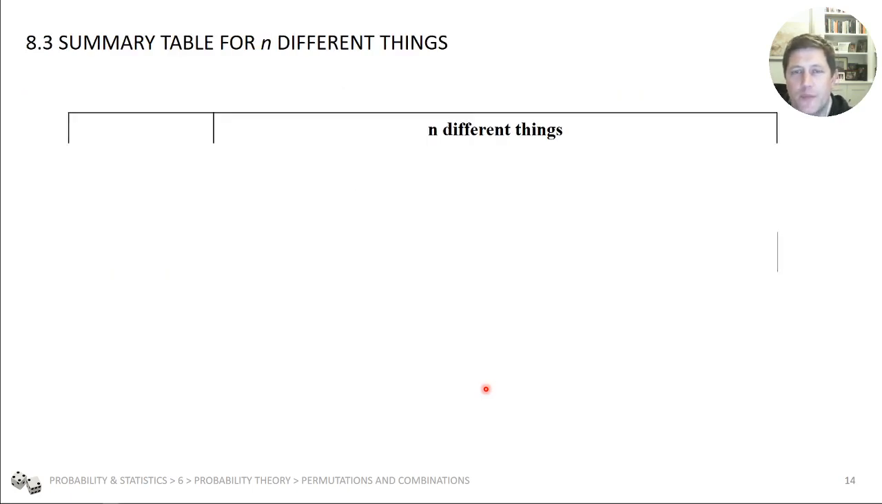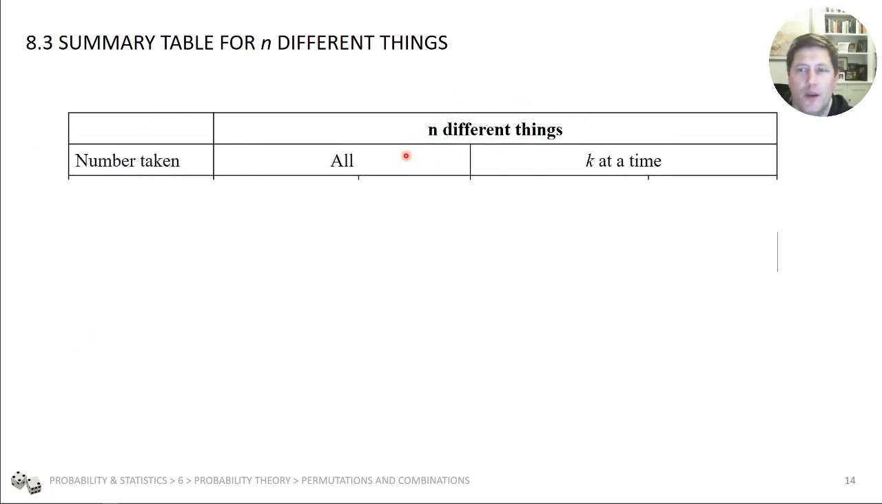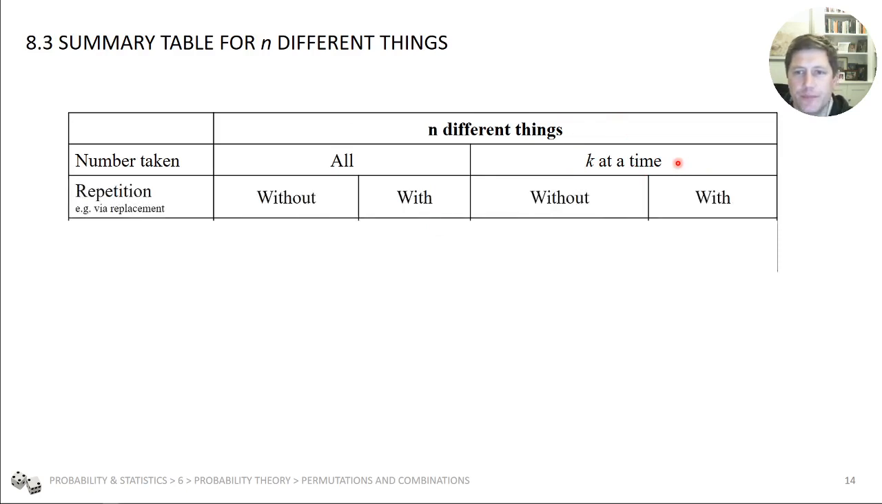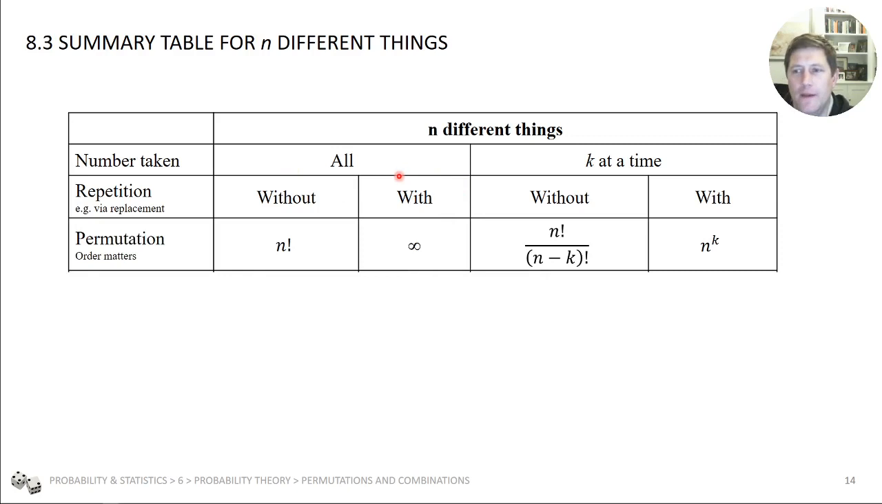Okay, this is a summary now of what we've just seen. We're looking at n different things. When you have n different things, you can either take all of them, or you can take k at a time. Each time you do that, you can either do it without repetition or with repetition. So we've broken it down into four different categories. If you do that as a permutation, where order matters, this is the total number of ways of doing it. N factorial, where you're taking all of them without repetition.